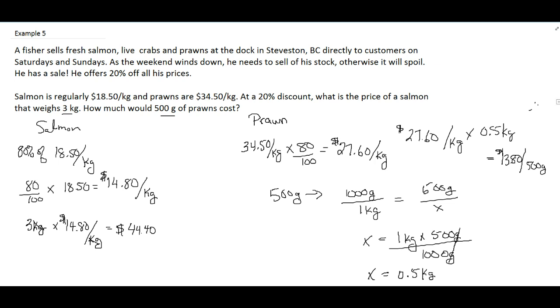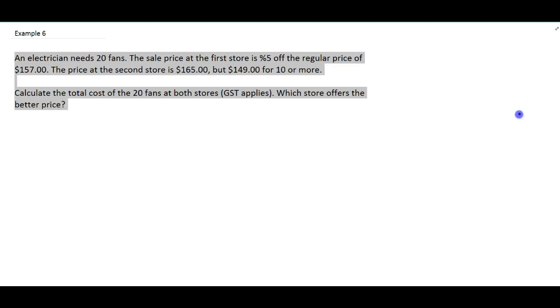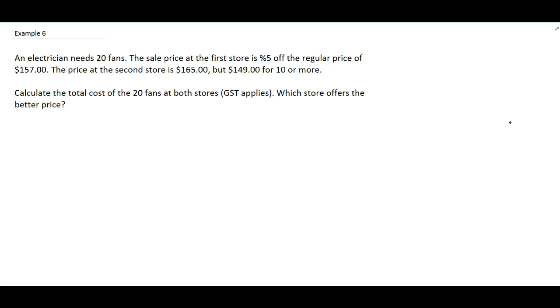Let's go on to our last example, example number 6. We have an electrician who needs 20 fans. The sale price at the first store is 5% off the regular price of $157. The price at the second store is $165, but they will sell at $149 for 10 or more. So since he's buying 20, he's getting the 10 or more price. They want us to calculate the total cost of 20 fans at both stores, and we're going to apply the GST and then determine which one offers the better price.